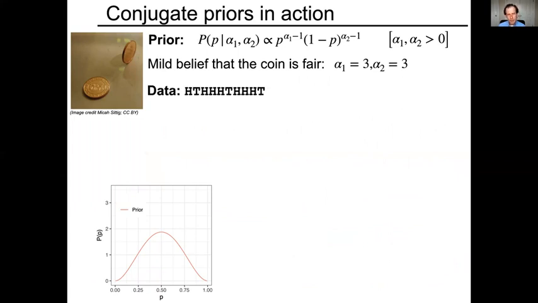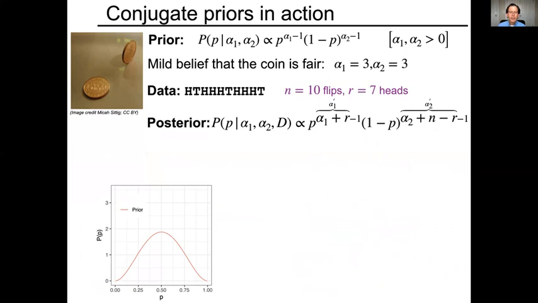And now suppose I flip the coin 10 times, and this is what I get. A sufficient statistic from this data set is to summarize it as: I flipped the coin 10 times and I had 7 heads. So the posterior now, I have it in this form, and I'll explicitly write alpha 1 plus r as alpha 1 prime, and alpha 2 plus n minus r as alpha 2 prime.